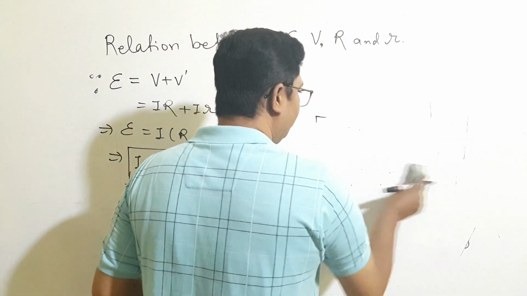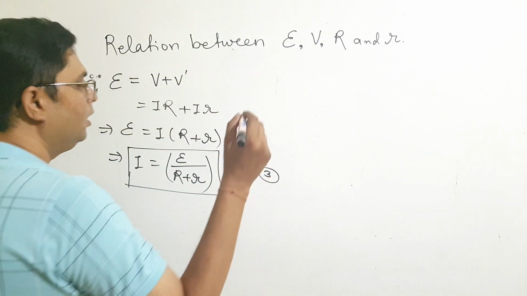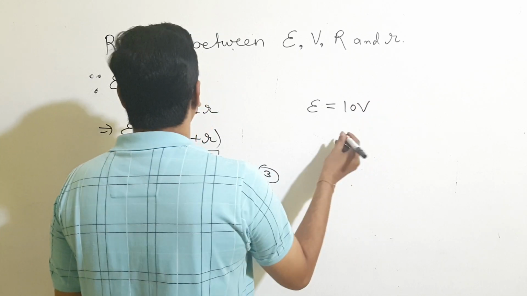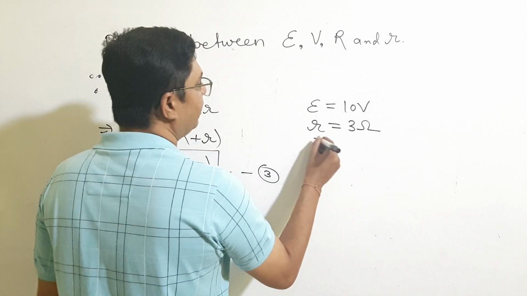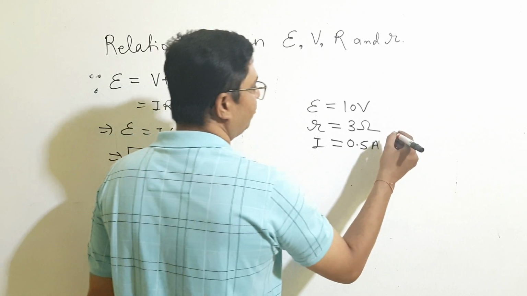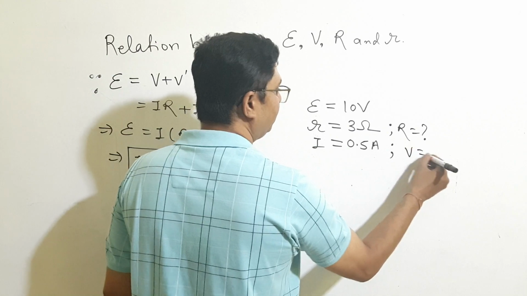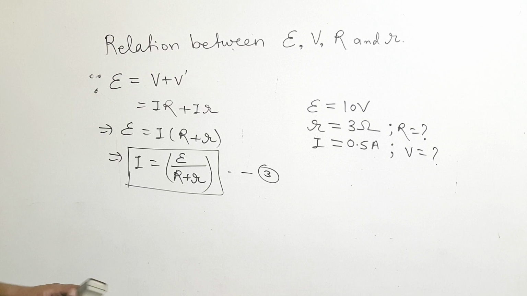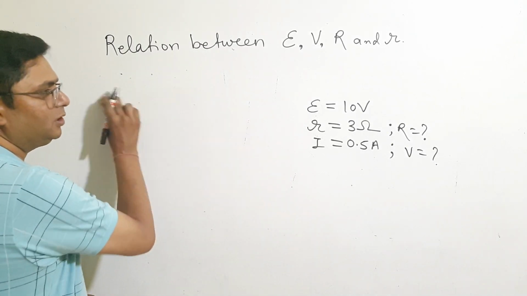A numerical for you. In this numerical, the given values are: suppose I am giving EMF E equals 10 volt, internal resistance r equals 3 ohm, current I equals 0.5 ampere. You have to find external resistance R and you have to find voltage V. According to the question, we have this given data, so we have to find resistance R and voltage V.